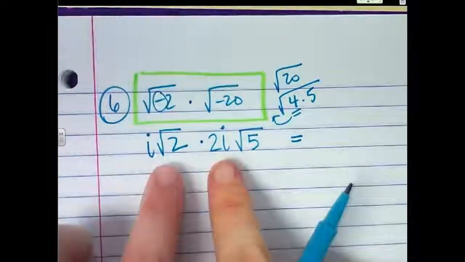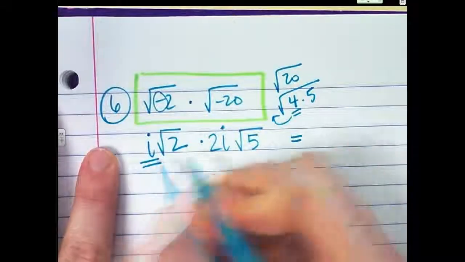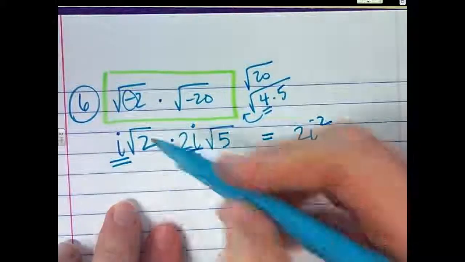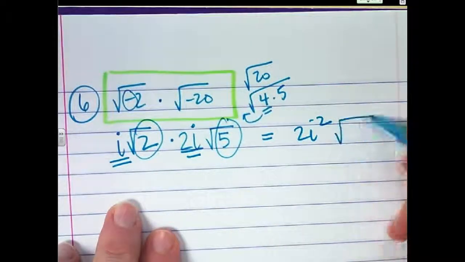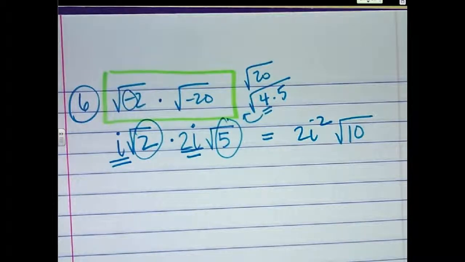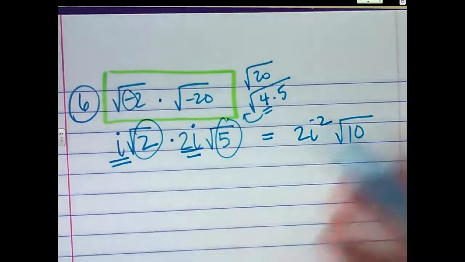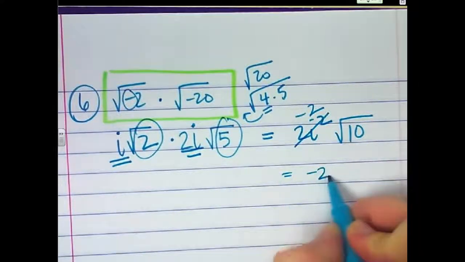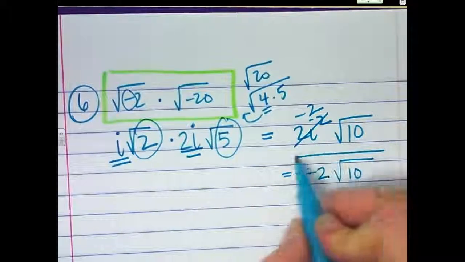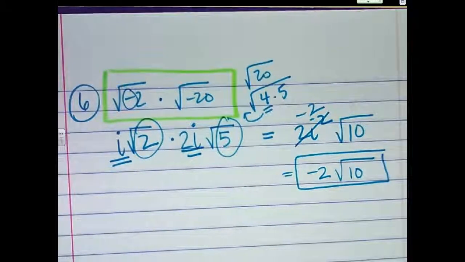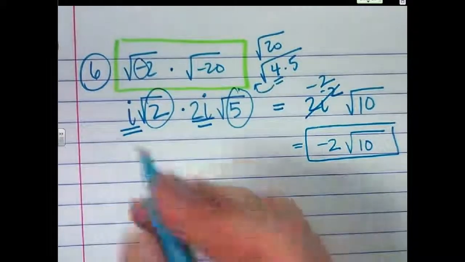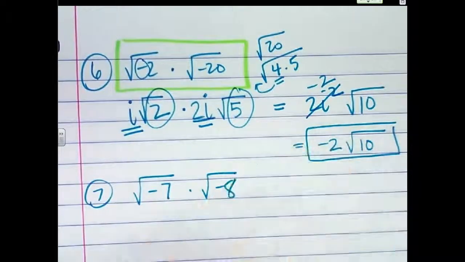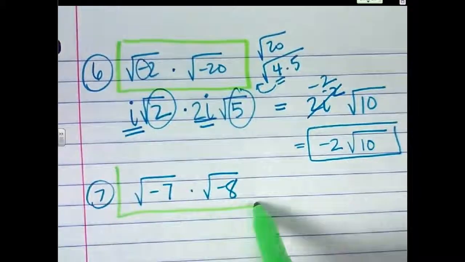So if I multiply these together, on the outside, remember we did this last week, multiply the outsides together first, so that becomes 2i squared. And then multiply what's under the radicals, square root 10. i squared equals -1, so this turns into -2 square root 10. Alright, go ahead and work number 7.